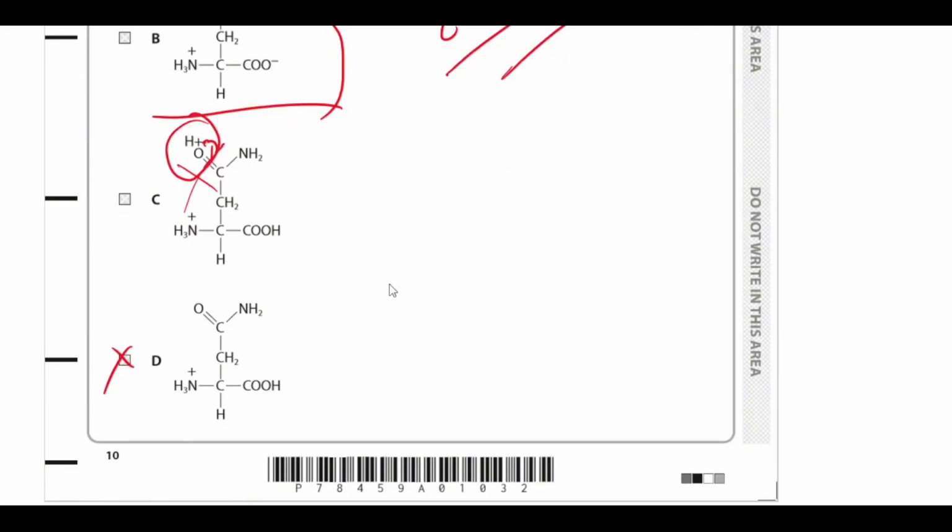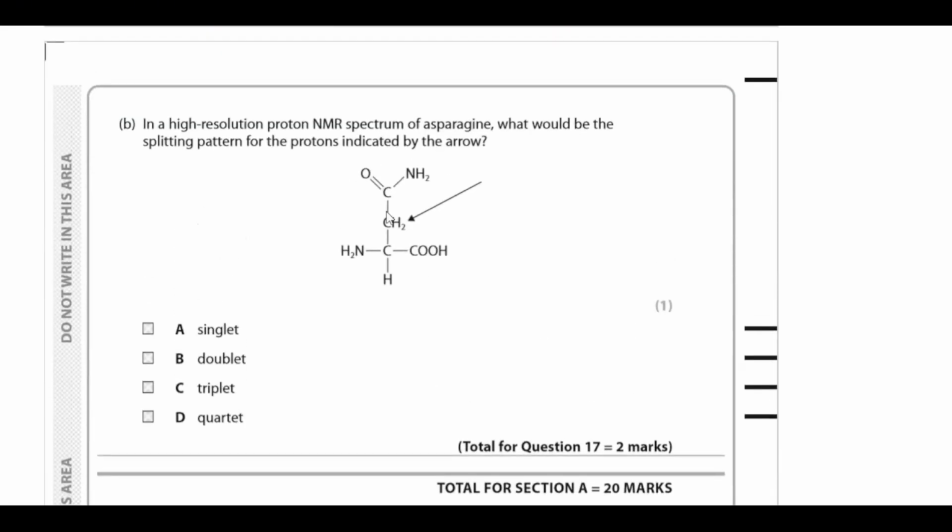Okay, now moving on to the next part. They say in a high resolution proton NMR spectrum of asparagine, what would be the splitting pattern for the protons indicated by the arrow? So they're trying to say these 2 hydrogen atoms. Now, what do the peaks in a high resolution NMR represent? They represent the number of hydrogen atoms attached to the adjacent carbon of that hydrogen environment, right?